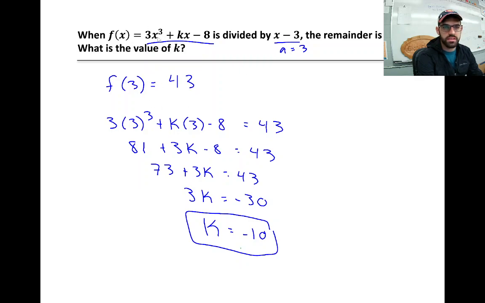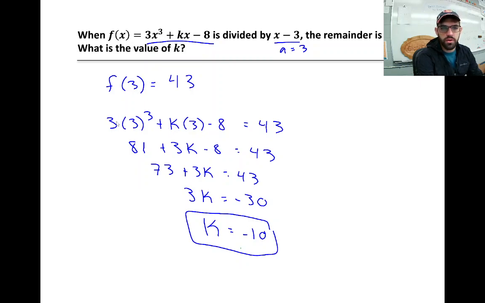So we could take the x values and replace them with 3. And so that equation equals 43. And what that does is it leaves us an equation with just k. K is the only variable once we plug in 3 for x. Which means we have an equation with one variable, we can solve for that variable.